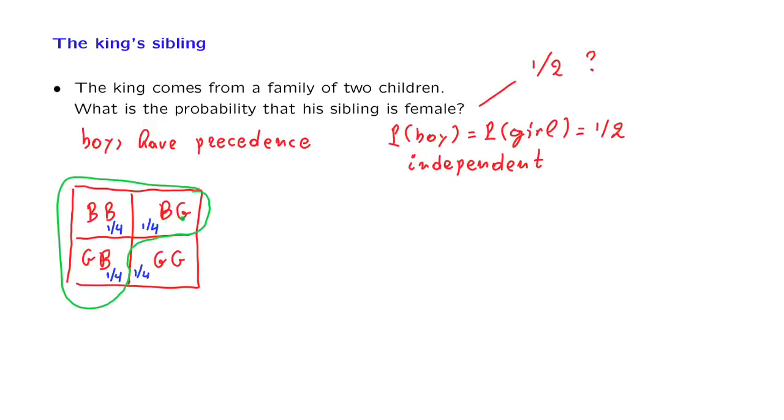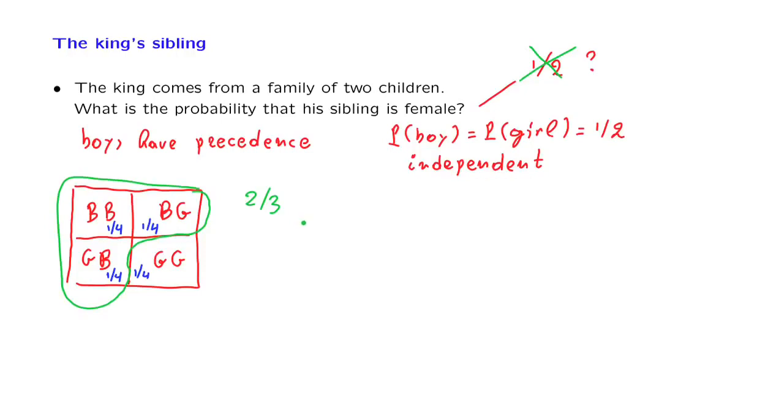In 2 of these outcomes, the sibling is a girl, and therefore the conditional probability, given that there is a king and therefore given that there is a boy, is going to be 2/3. So this is actually the official answer to this problem, and this answer is incorrect. Are we satisfied with this answer? Maybe yes, maybe no. Actually, some more assumptions are needed in order to say that 2/3 is the correct answer. Let me state what these assumptions are.